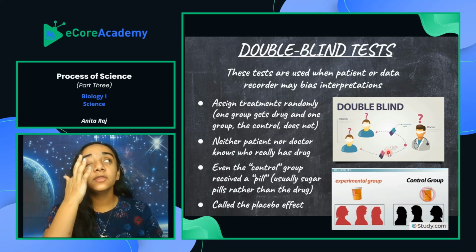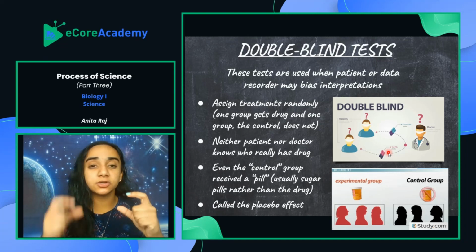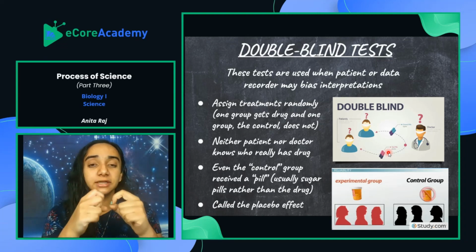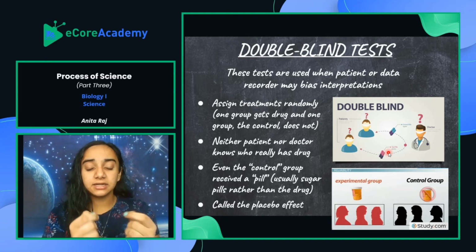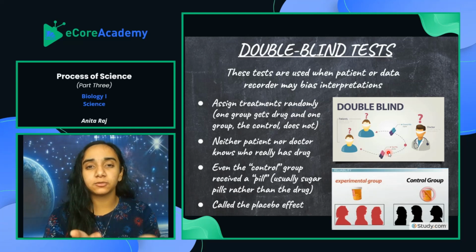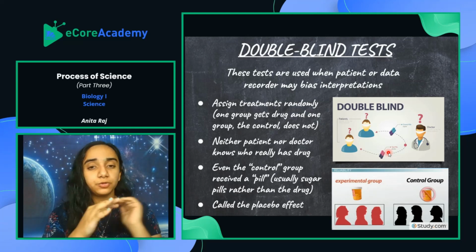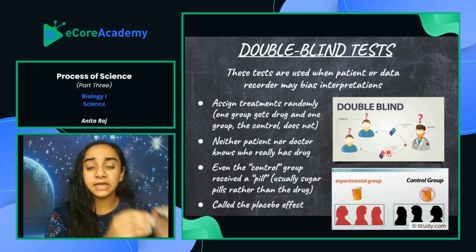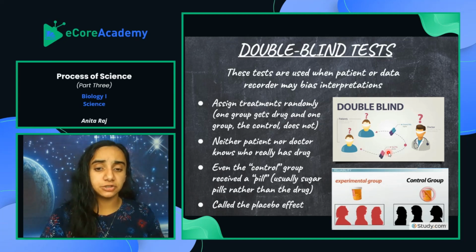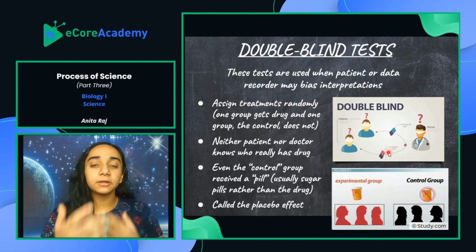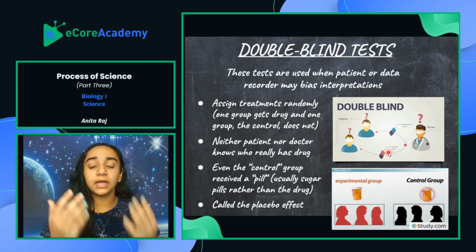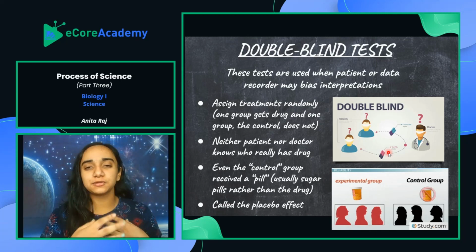And remember, these pills are designed so that the sugar pill looks just like the actual pill. They look identical. So it's not like you can tell just by looking at the pills which is which. They both look identical. Nobody knows which patients actually have the drug and which patients don't. So even the control group gets a pill.